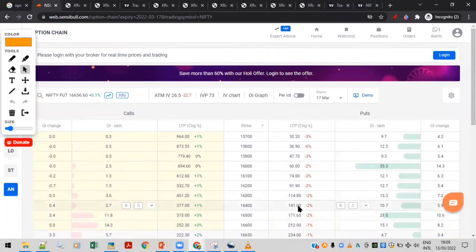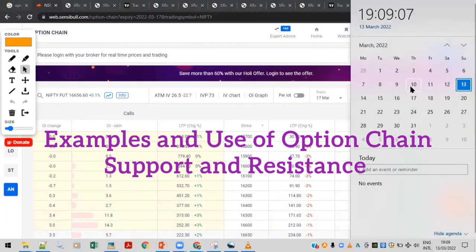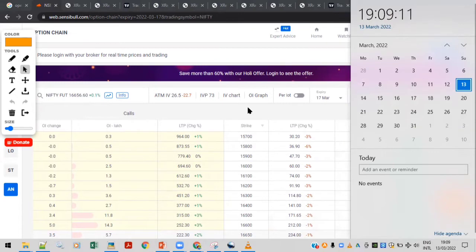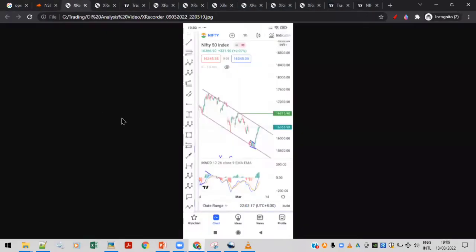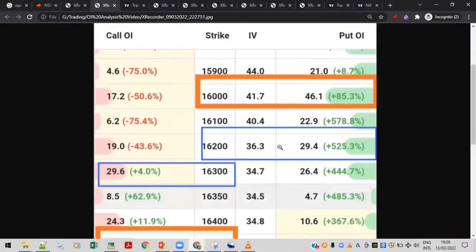So let's understand how this works. We are going to check the last expiry of 10th March and how I used the support and resistance option chain data to identify the trend. On this day, 9th March, this was the move of the Nifty. Nifty closed somewhere near 16,360. It gave a sharp reversal on the upside. You can see here, and on that day, the option chain data looked like this.